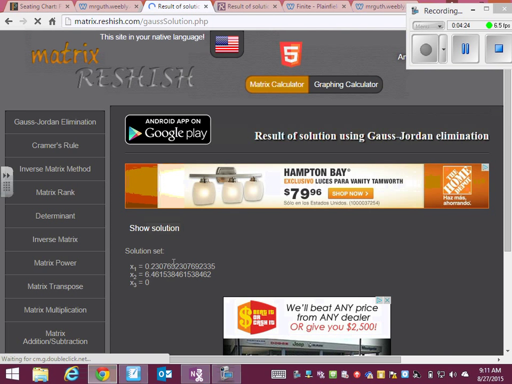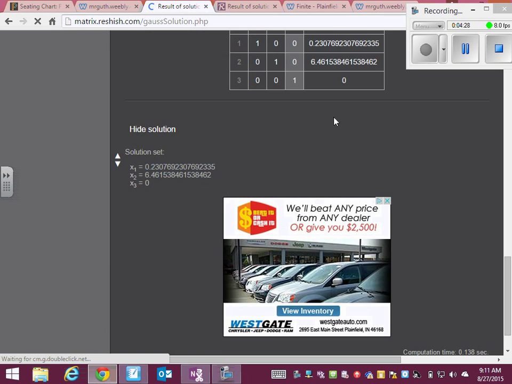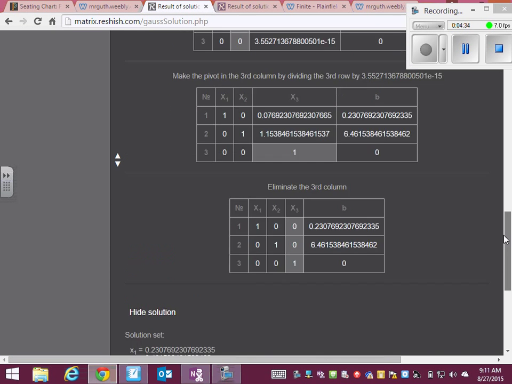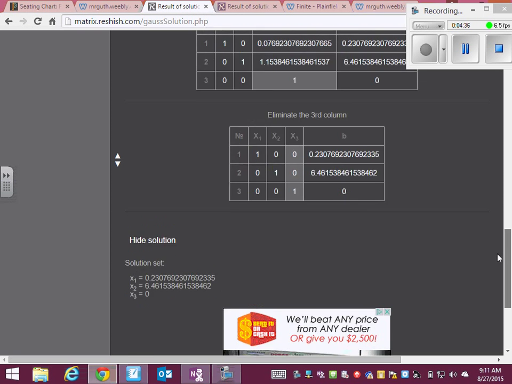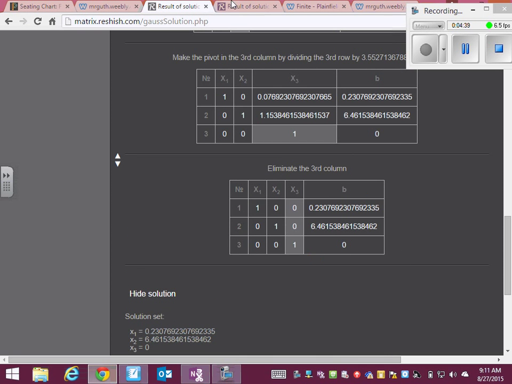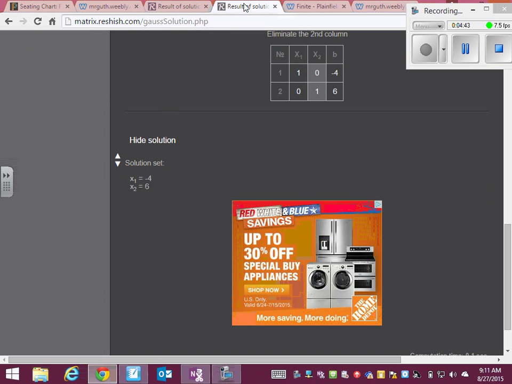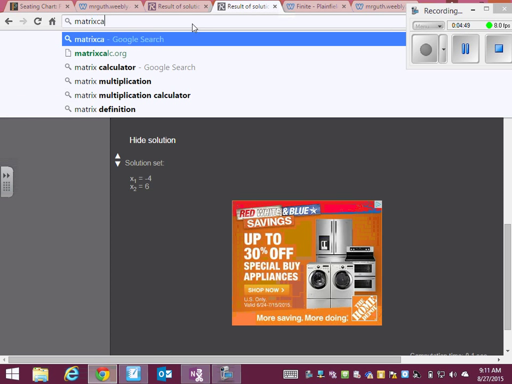Here's what's wrong: it makes you think there's a solution, but there's not actually a solution. Let's look in here. It makes it look like there's a solution, but there's really not. So I don't know. I think there's a problem with their website. Let's try and see a different one.